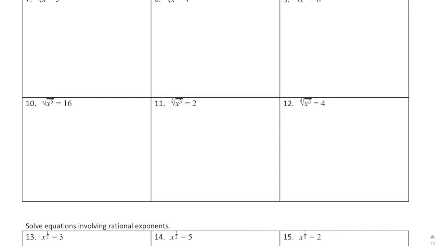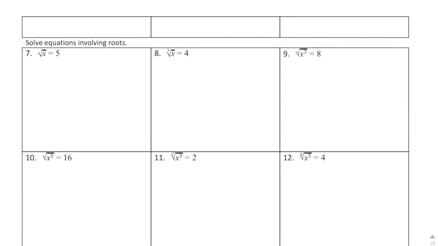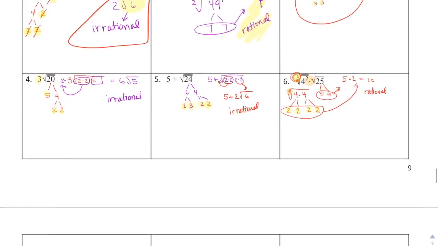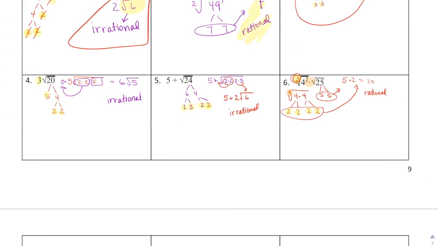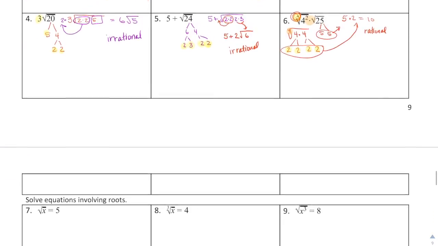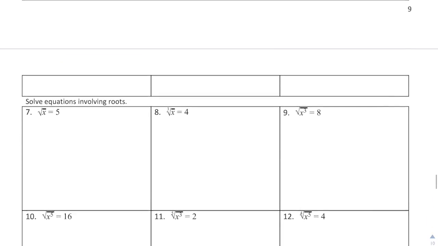Okay, here we go. These are your notes. We're on page 10 of your notes. Here are our notes from yesterday for rational and irrational numbers, right? Rational numbers are nice and clean, a nice solid answer. Irrational numbers are messy, with a lot of leftovers in the decimal place.